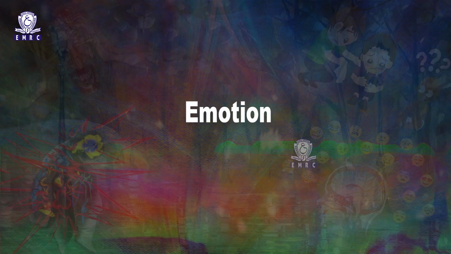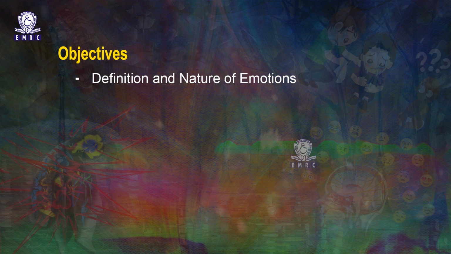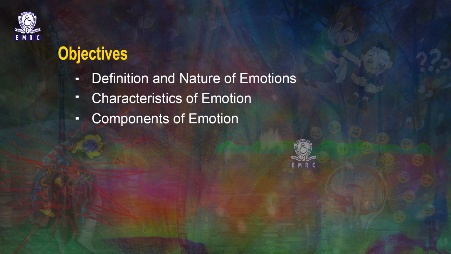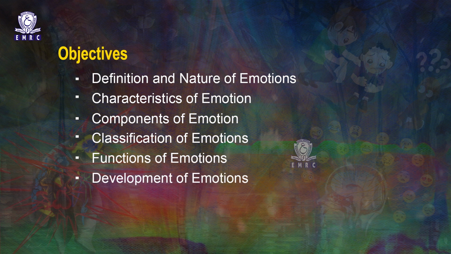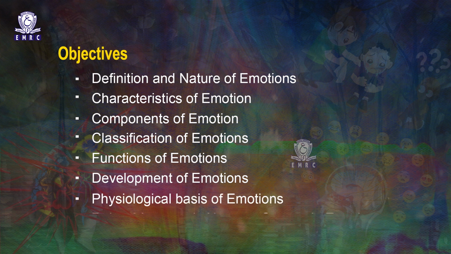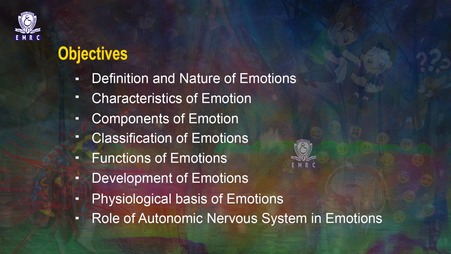Today we will be looking at a module known as emotion. The main objectives in this lesson are to understand the definition and nature of emotions, characteristics of emotion, components of emotion, classification of emotions, functions of emotions, development of emotions, physiological basis of emotions, under which we will be looking at the role of the autonomic nervous system in emotions.